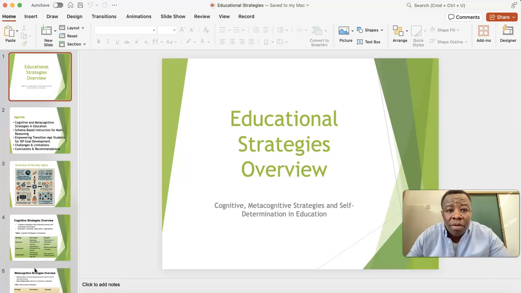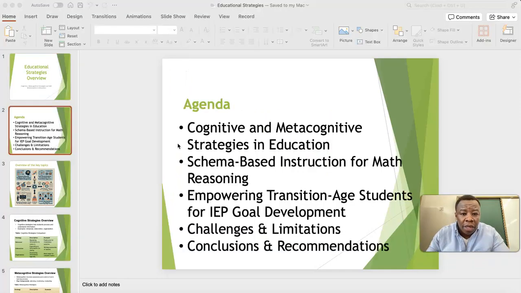They are pretty awesome students, however, they have difficulty grasping content taught in math, and usually it takes them a while to conceptualize the word problems, hence the need for educational strategies. That said, first on the agenda is cognitive and metacognitive strategies in education.